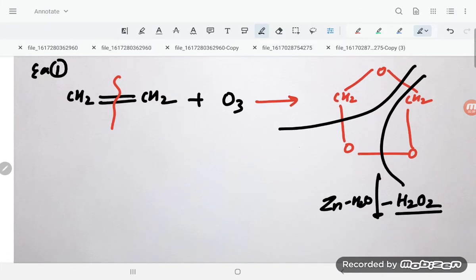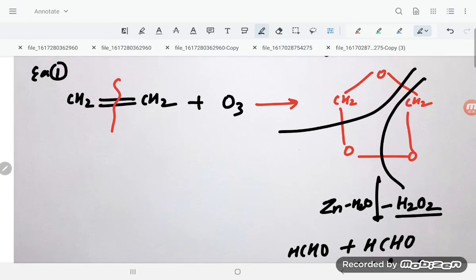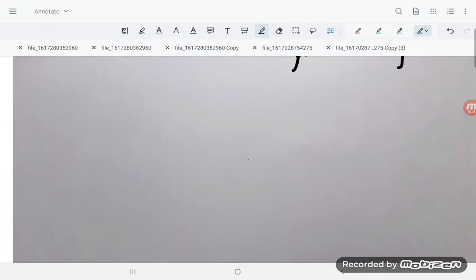And then what product is forming, students? This is forming HCHO plus HCHO. So two molecules of formaldehyde are formed. You can see 2 hydrogen, 1 carbon, 1 oxygen. So this is formaldehyde.